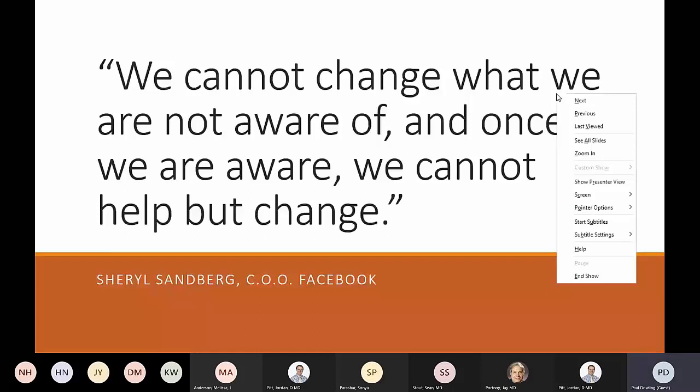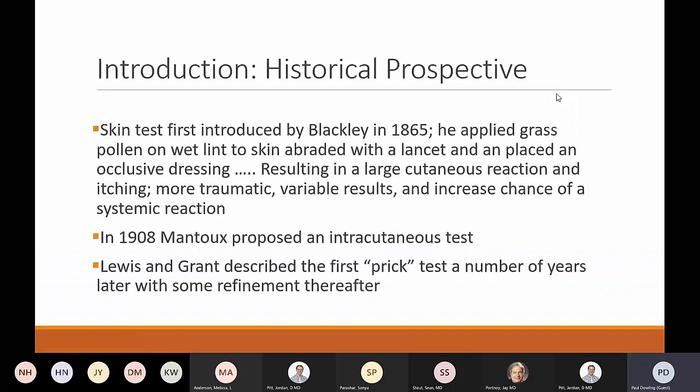Let's talk a little bit about history of skin testing. Back in 1865, Blakely first applied some grass pollen on a wet piece of lint on some abraded skin, and he used a lancet and pricked through it and got a cutaneous reaction. It was more traumatic and caused itching, and when they tried reproducing it, it had variable results, and there was also increased risk of systemic reaction by doing it in that method. As time went on, it was modified. They tried other testing with the intracutaneous test by Mantoux in 1908, and then Lewis and Grant first described the prick skin test a number of years later with a number of refinements after that.